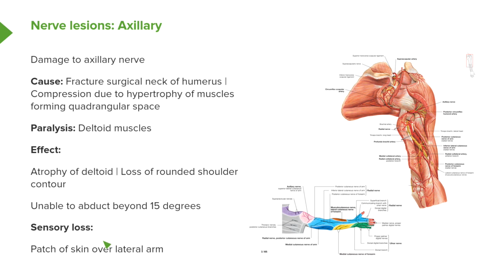You'd also have sensory loss over a patch of skin on the lateral arm, which we can see here. This little patch of skin over the lateral aspect of the arm, shoulder region, is supplied by the cutaneous branches coming from the axillary nerve. And here we can see that they would be damaged. So you'd have loss of sensory distribution from this region.